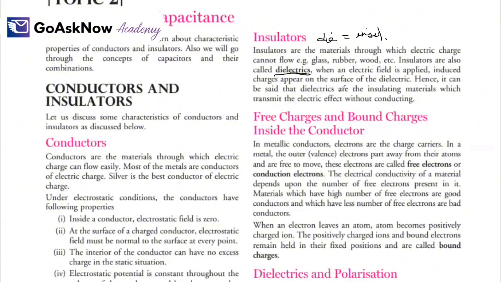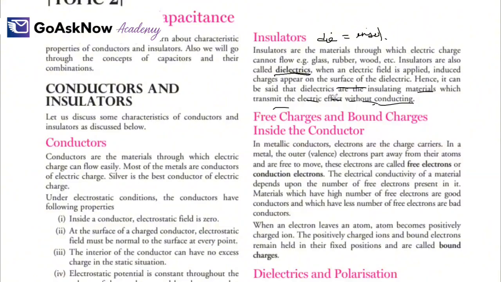So that is why they are called insulators. They have the insulating property, so they are called insulating materials, and they can transmit the electric effect without conduction. They do not have the property of conduction, but they have the property of insulation.